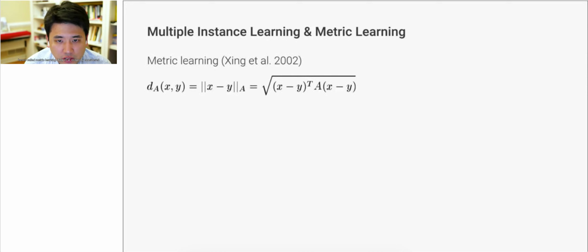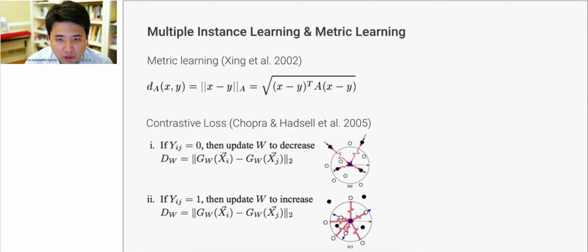Xing et al. originally considered a Euclidean distance metric in a space transformed using a learnable positive semi-definite matrix A. The contrastive loss by Chopra and Hadsell et al. used a spring system to decrease the distance between the same types of inputs and increase it between different types of inputs.